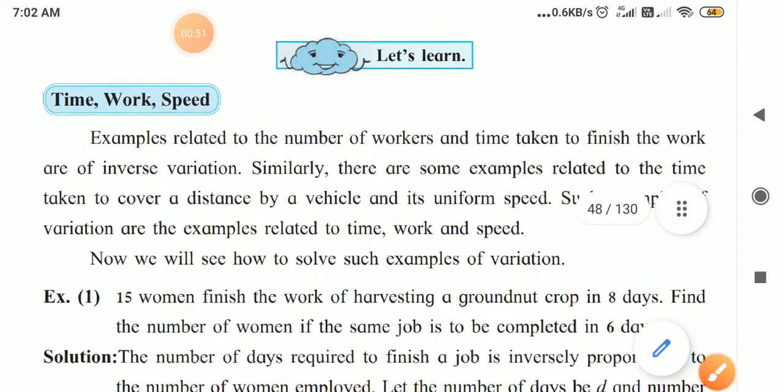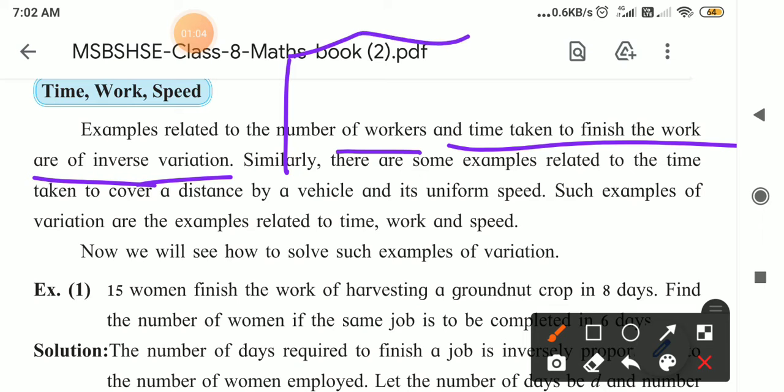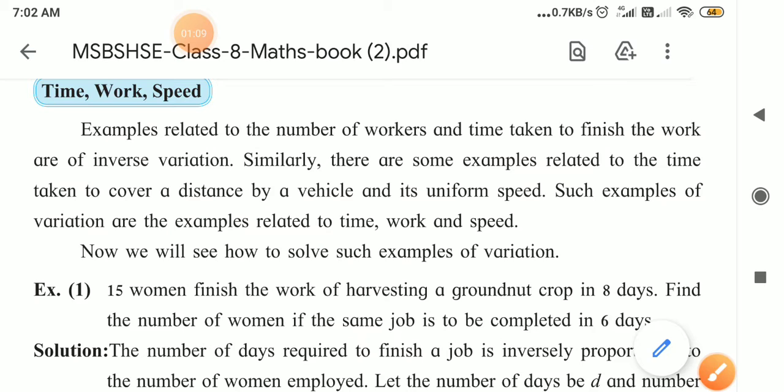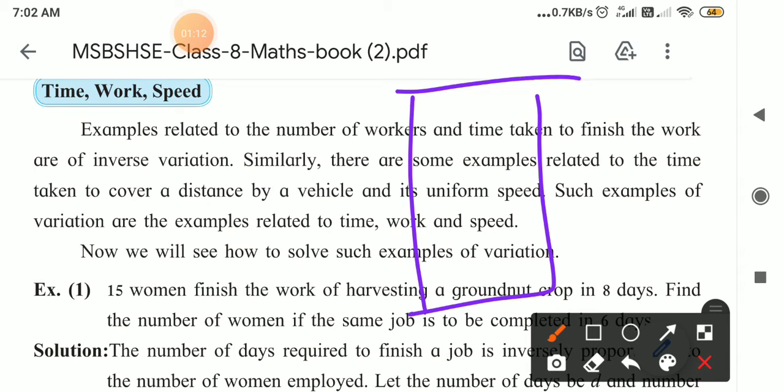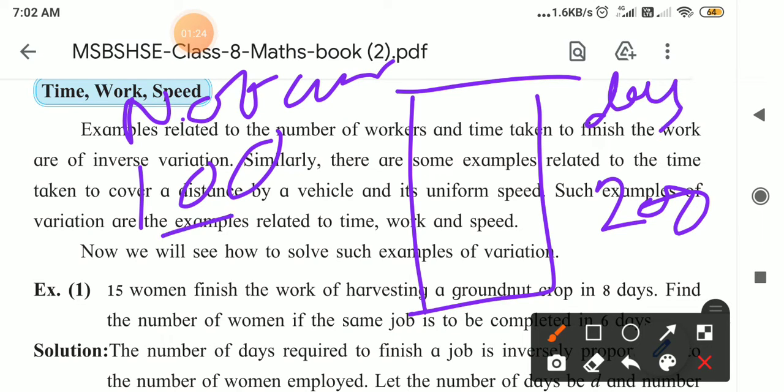Examples related to the number of workers and the time taken to finish the work are in inverse variation. Suppose there is one building that we have to construct. If 100 people require 200 days for this, here is the number of workers and here the days. So 100 people need 200 days.